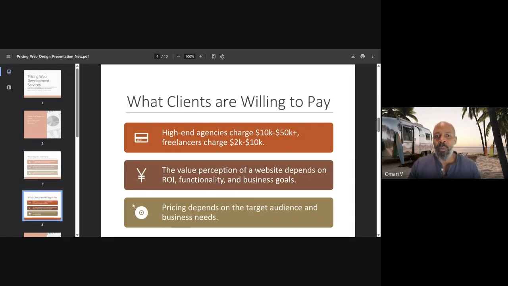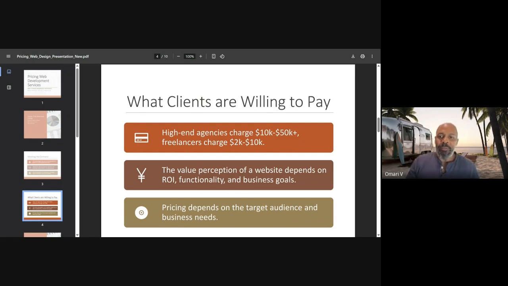So generally, what are clients willing to pay? High-end agencies will oftentimes charge $10,000 to $50,000 or more for sites, and freelancers, which we primarily are here, tend to charge $2,000 to $10,000 per site. So it's just something to be aware of when doing these types of proposals: who are you going to be competing against? If you're competing against freelancers, this is the range you're going to be in. If you're competing against high-end agencies, that's the range you're competing in.